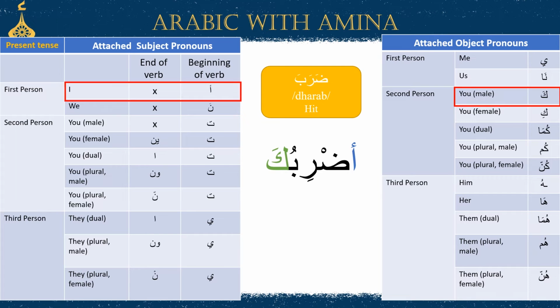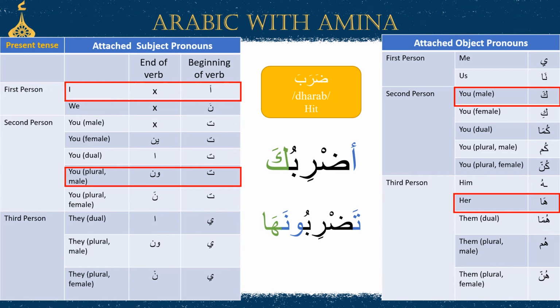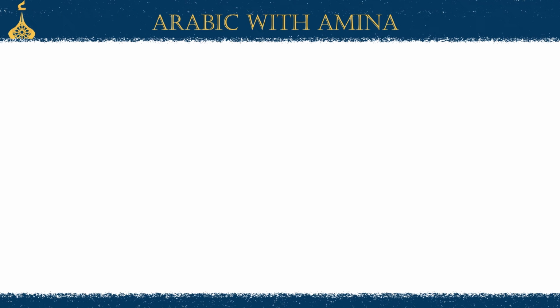Okay, let's take another example. Let's say you, which is a plural group of males, are hitting her. We're going to first add the subject pronouns. So we're going to say تضربون, and then we're going to add the object pronouns, which is ha alif, making it تضربونها. Now we're going to be doing the same thing, but we're going to be talking about past tense verbs.